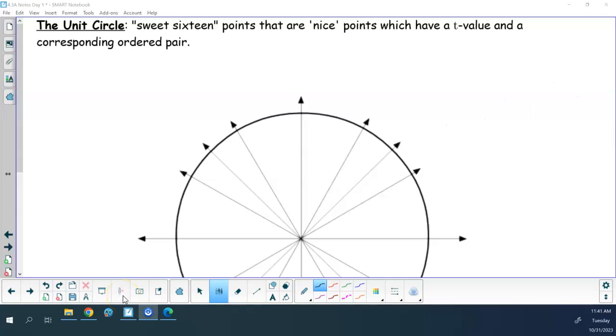At some point next week, right now we tentatively have it set for Tuesday, but we might move it to Wednesday or Thursday, we don't know yet, you are going to be given a unit circle memory quiz. You are going to need to memorize the unit circle.